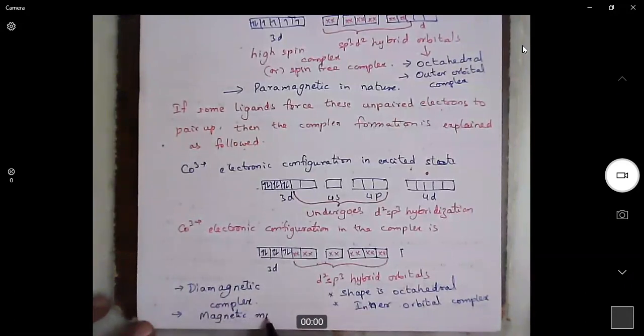Magnetic moment, which is denoted by mu. Here it is 0 BM. This we will discuss a little later. If all the electrons are paired, then the magnetic moment is 0. Because it has a zero magnetic moment, it is called diamagnetic. If it is a non-zero magnetic moment, then it will be paramagnetic.